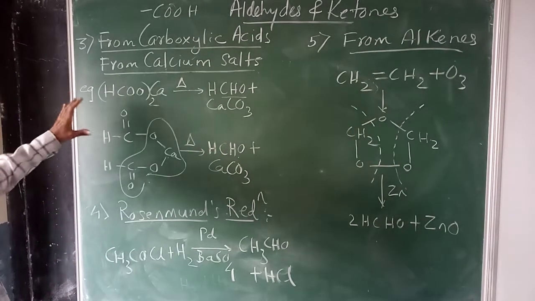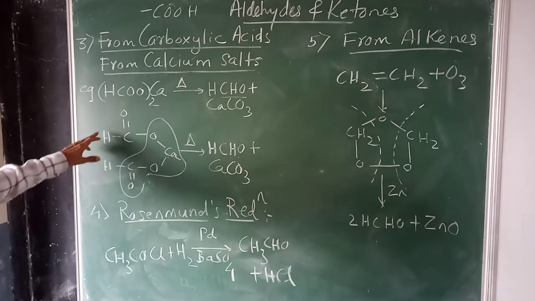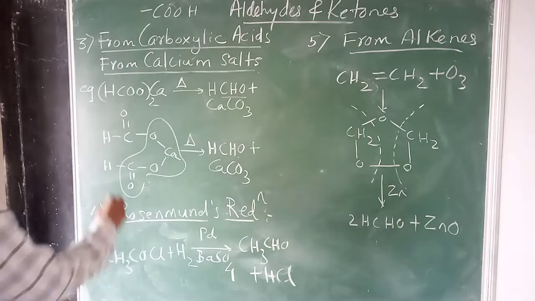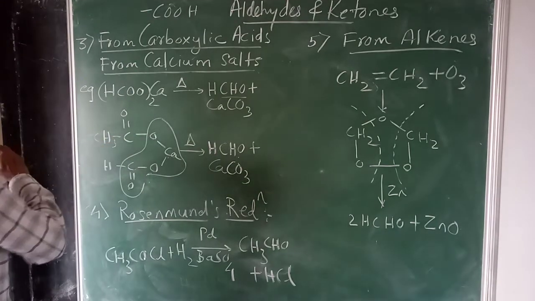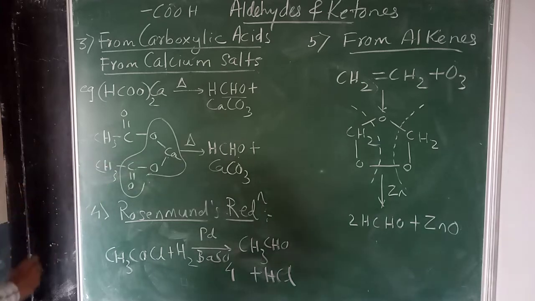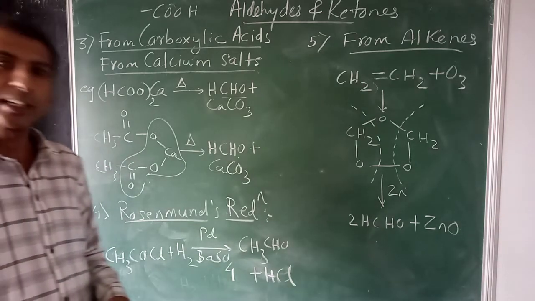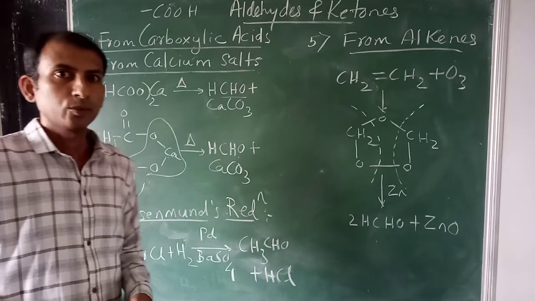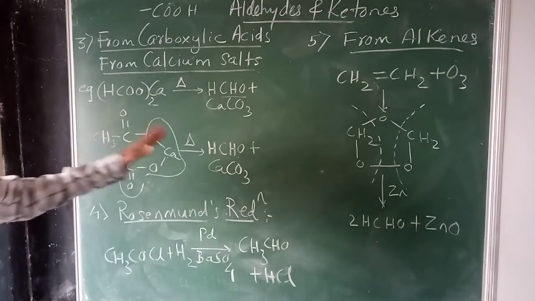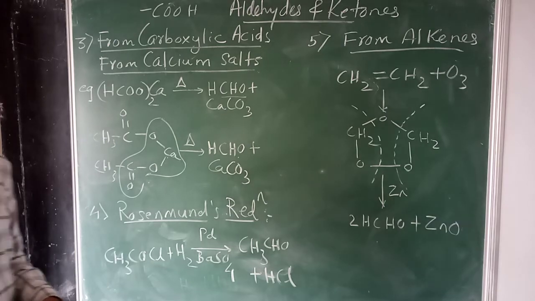Now in this particular example, if in this place of H you take CH3, and here also CH3, then we'll get a ketone. So the reaction remains the same. If you make these changes, then you will get a ketone.